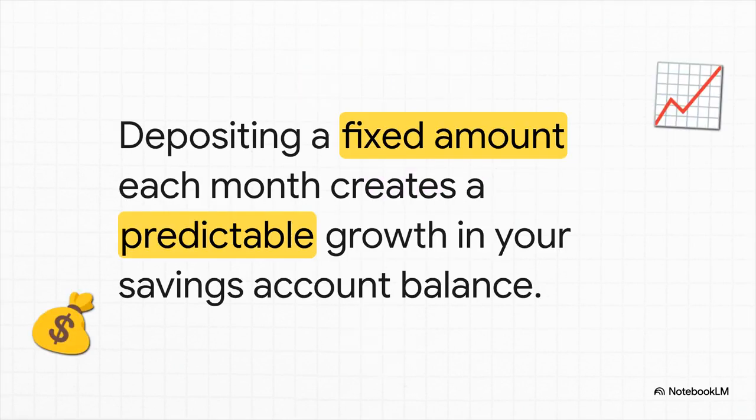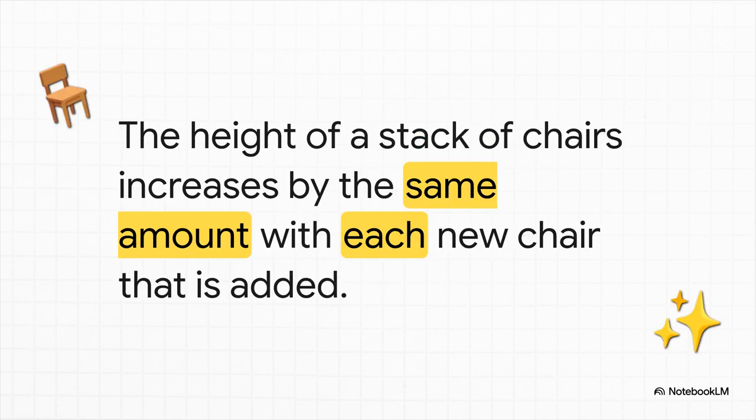Okay, let's start with something you probably know well: planning your savings. Think about it. You deposit, say, $100 into your bank account every single month. That balance grows in this super predictable way, doesn't it? Or what about this? You're stacking chairs for an event. The height of that stack grows with each chair you add, right? And that little bit of extra height you get with each chair, it's the exact same, every single time.